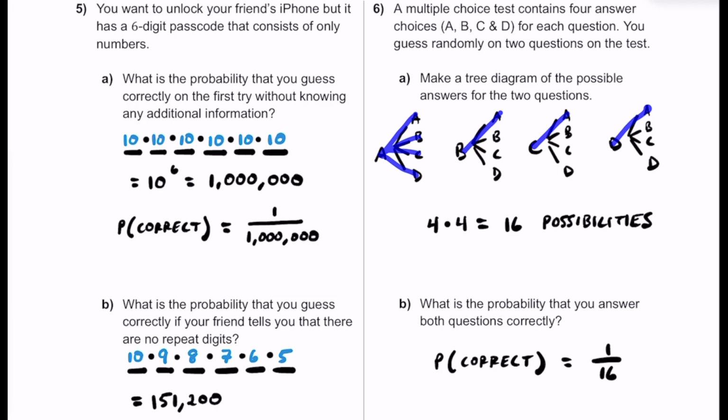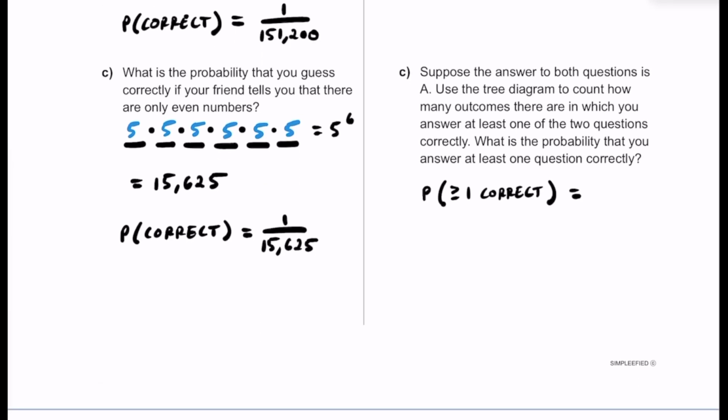6 of them have just 1 A, so 1 being correct. There's one of them where both of them are correct if you happen to choose A and A. So notice how it says at least 1, so it's 1 or more. So there's 7 possible outcomes that you could have had where you got at least one of those correct. So it's going to be 7 out of how many in total? Well, out of the total, we knew there were 16 possibilities, so it would be 7/16 in terms of the probability. And then it did ask the question of how many outcomes there would be. I forgot to write that first, but there would be 7 outcomes where you have at least 1 correct. But in terms of the probability, it would be 7 out of 16.